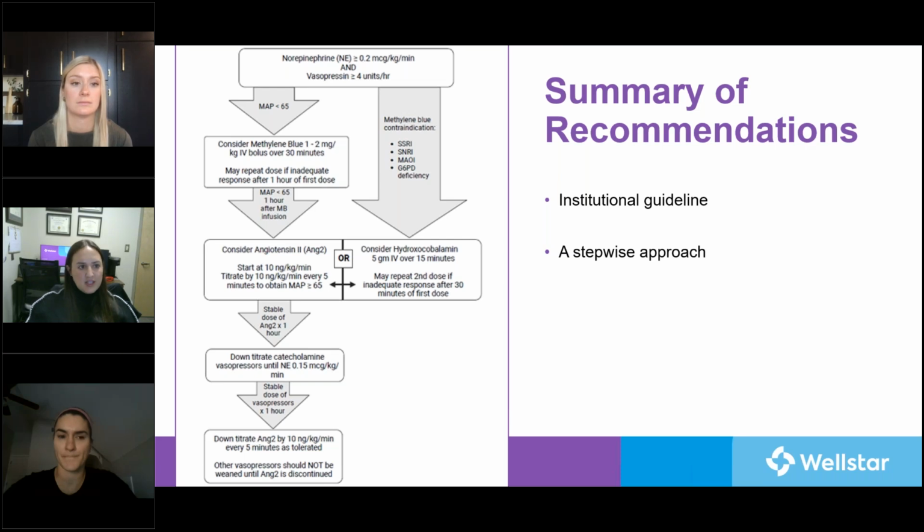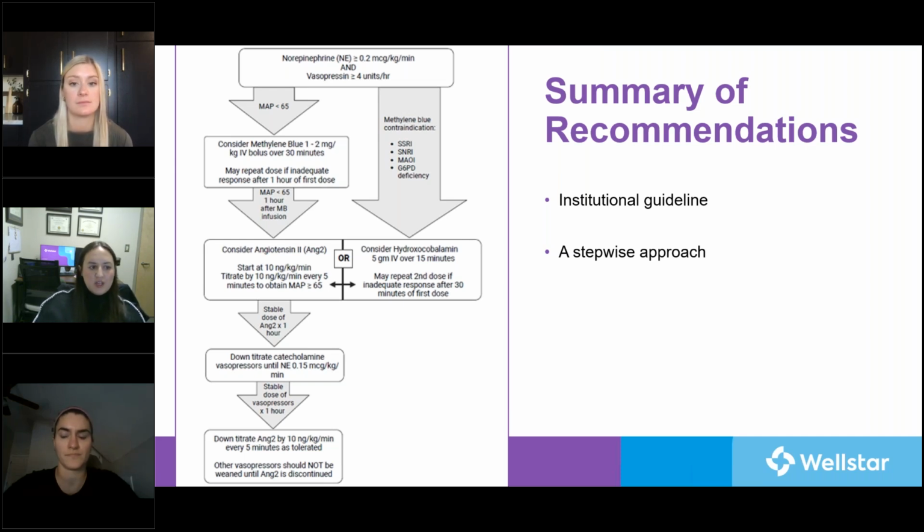We're adding on vasopressin. Once we get to a vasopressin of 4 units per hour or more, that's when we start looking for some of these other agents. So if we're unable to achieve our goal MAPs despite norepinephrine and vasopressin, we're typically at that point reaching for steroids as well. And then at that point, we can consider a dose of methylene blue, or if the patient has a contraindication to methylene blue, we either can do angiotensin 2 or hydroxocobalamin if we have that in stock.